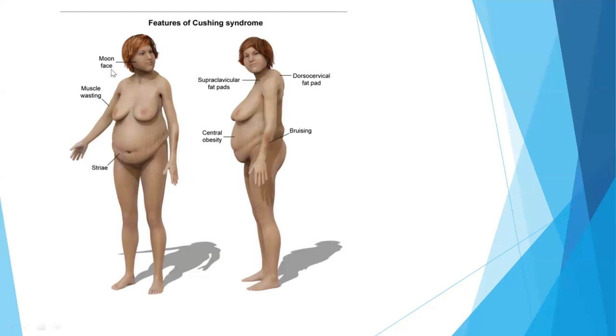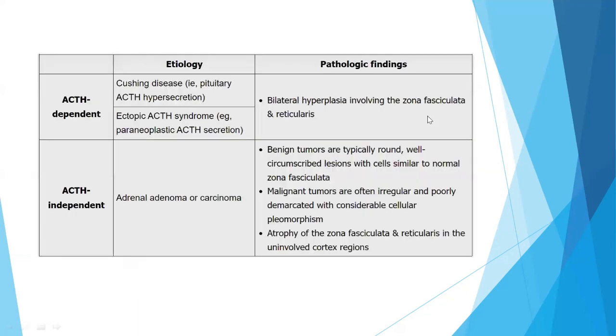Now you can see the moon facies, the muscle wasting, the abdominal striae, the central obesity, the bruising due to the ecchymosis, and then there are the supraclavicular fat pads, and this is the dorsocervical fat pad or the buffalo hump. Now, talking about the ACTH dependent and the ACTH independent causes of Cushing syndrome.